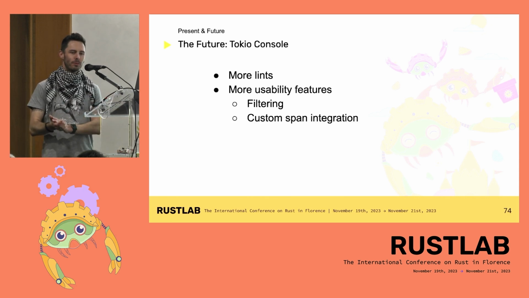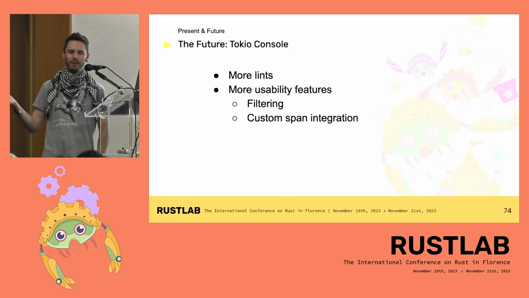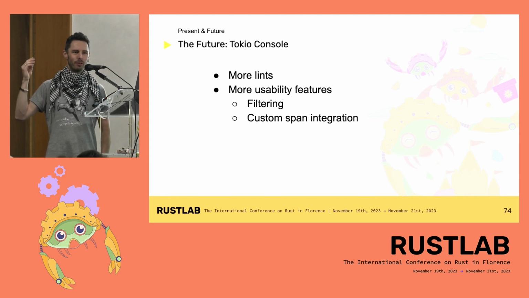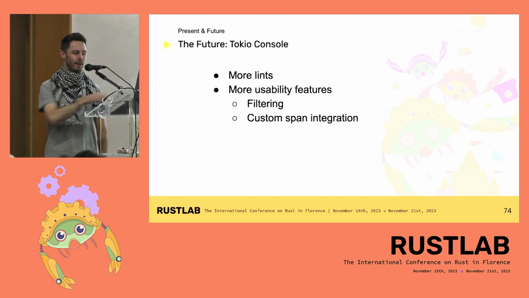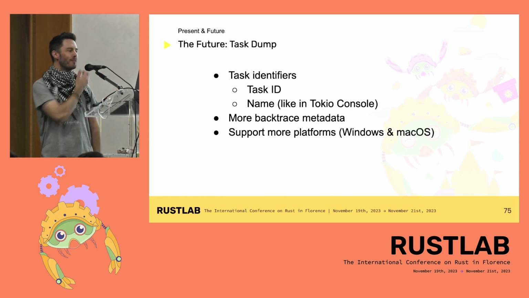Tokio Console, I'd like to see more lints and more usability features. So filtering, for example, because if you've got hundreds of tasks, finding the one you're interested in is sometimes difficult. Custom span integration would be fantastic. I can imagine that you could instrument your own tasks with spans and then get timing information from that, but on a per task level, which is actually probably not as hard as it sounds, although I might be wrong about that.